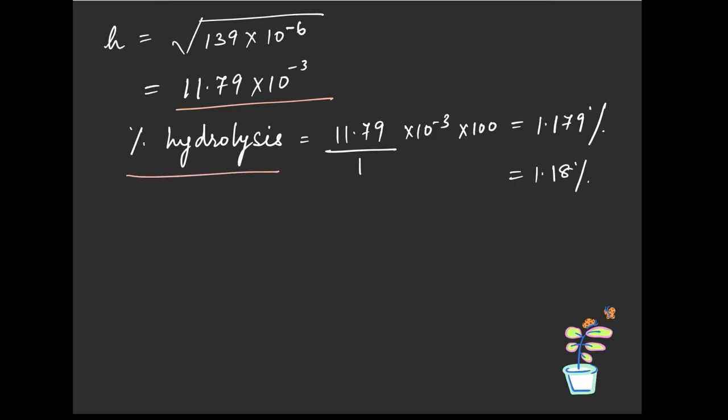Now percentage hydrolysis will be equal to amount hydrolyzed divided by initial number of moles present multiplied by 100. So this is equal to 1.179%, or it is approximately 1.18%.